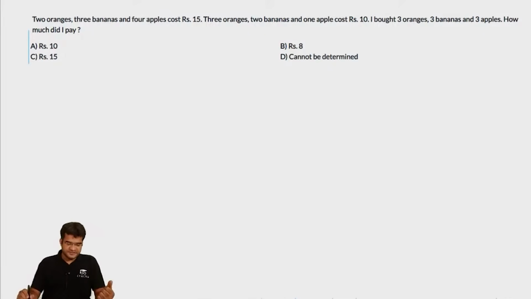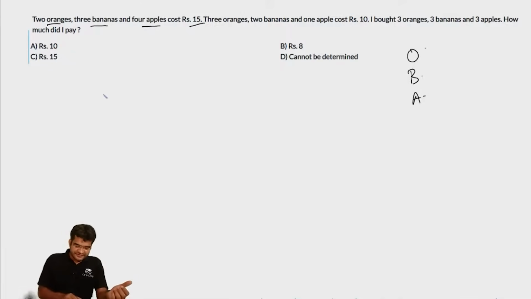Okay, let us try to answer this question. We are told that 2 oranges, 3 bananas and 4 apples cost 15 rupees. So let us assume that the cost price of an orange is O, the cost price of a banana is B, and the cost price of an apple is A. So what is the cost price of 2 oranges? It will be 2O, plus 3 bananas will be 3B, plus 4 apples is 4A. This is equal to 15.